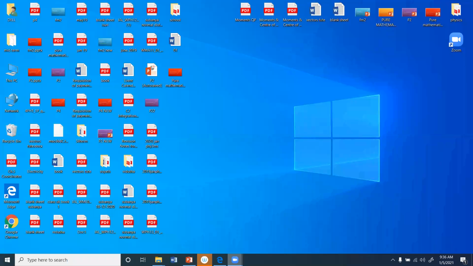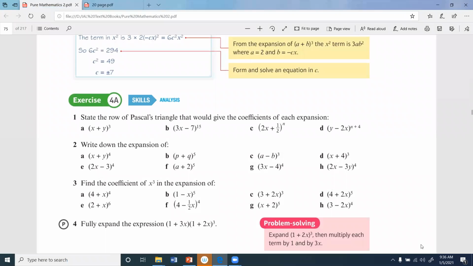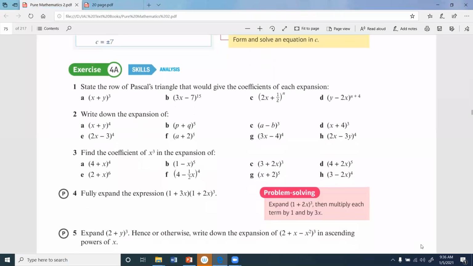Yes, children. Today we are going to continue with the binomial expansion concepts that we learned yesterday. Today we are going with a new extension of the questions, which is available in this example. They have given "fully expand." So if you come to exercise 4a, they ask you to fully expand the expression (1 + 3x)(1 + 2x)^3.